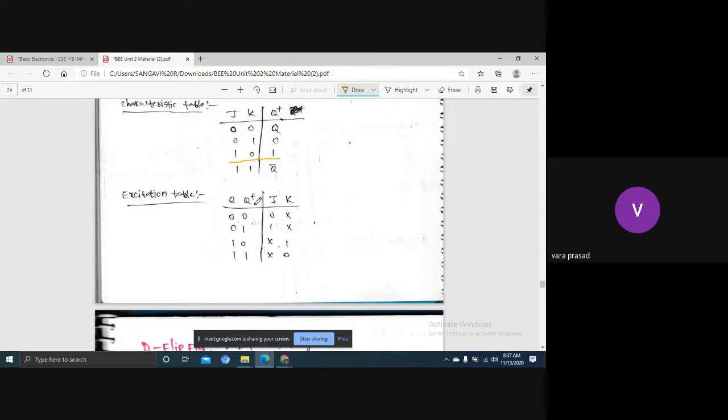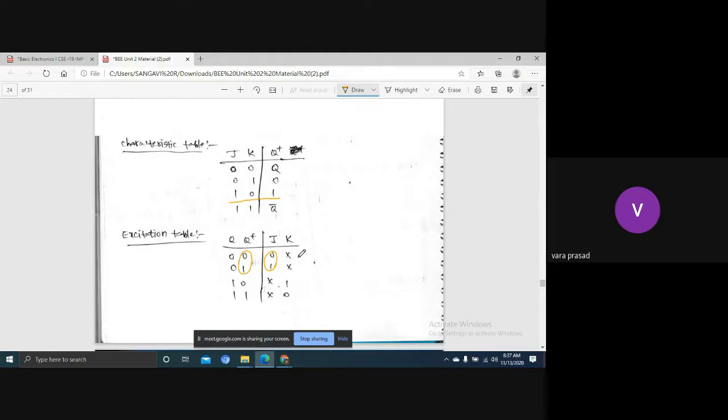Now the excitation table. How do we have to remember it? See here, this is the same. Here it is the same. For 0 1, here don't care will come. It will be reverse here: don't care 1 0, don't care 1 0. This is the excitation table of the JK flip-flop.